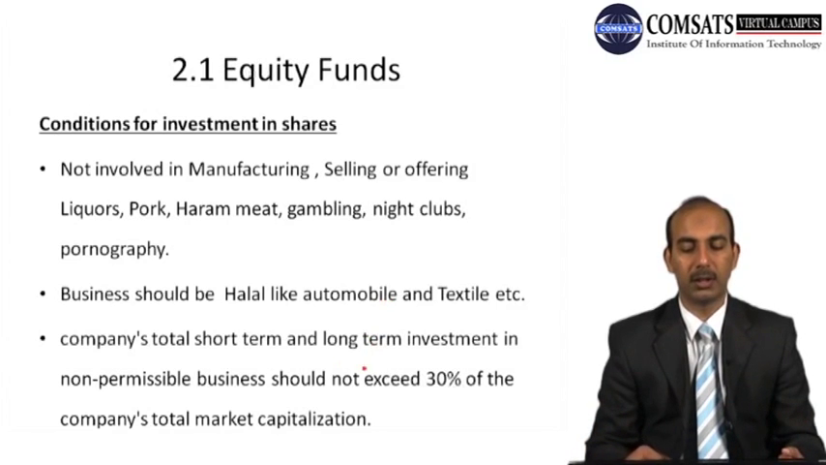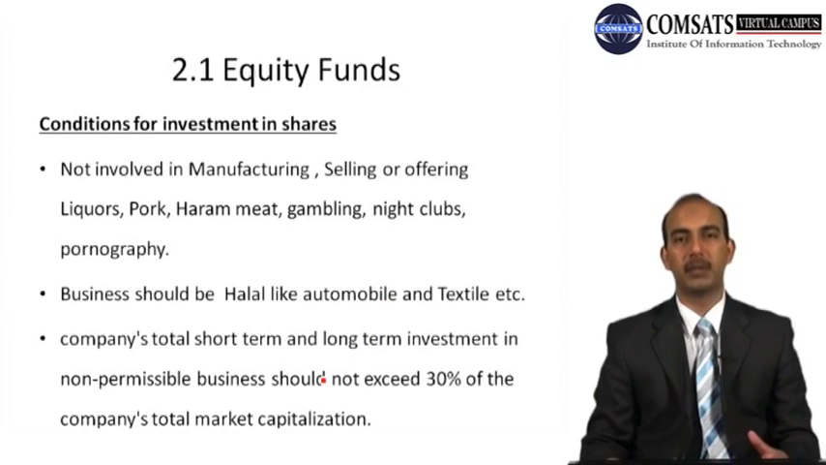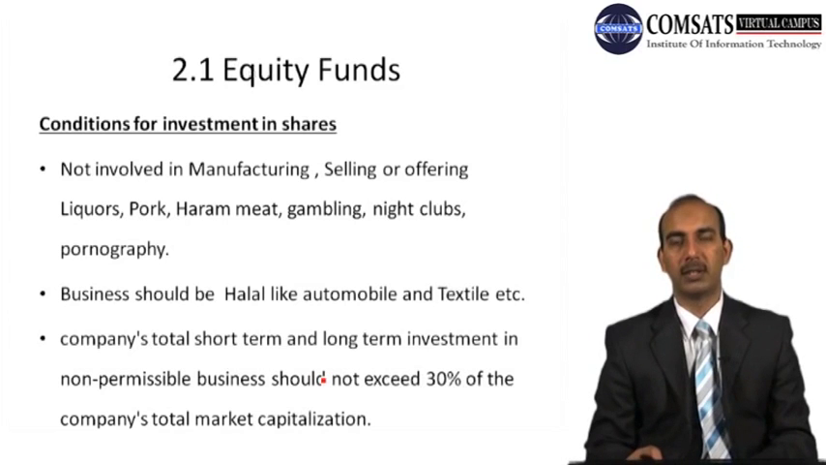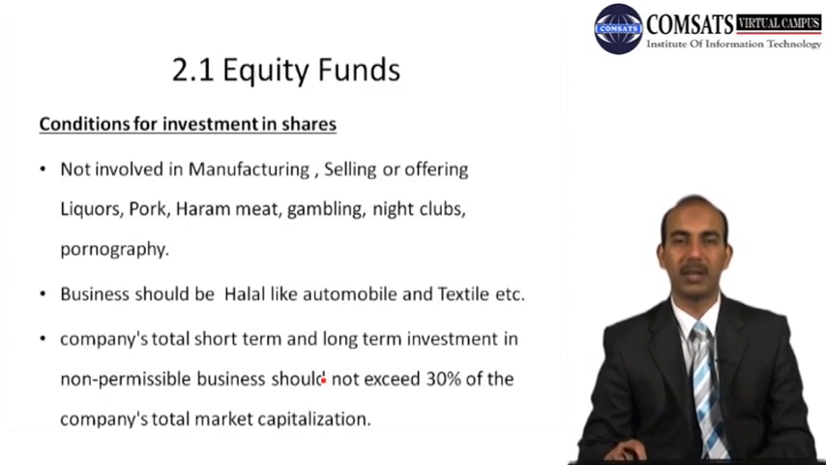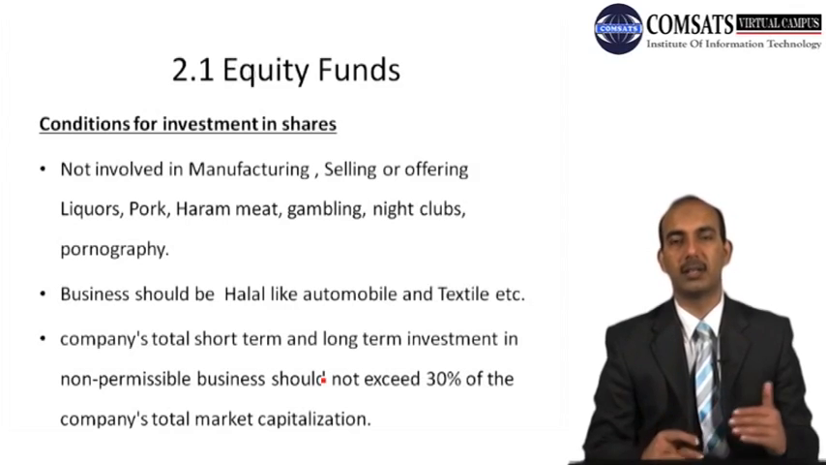And the company's total short and long-term investment in non-permissible business should not exceed 30% of the company's total market capitalization. For the companies where the investment fund managers want to invest in their stocks, those companies should not have their investment, short-term or long-term, in activities which are not allowed under the Islamic economic system. So their total investment, short-term and long-term, should not exceed 30% in those activities which are not Sharia compliant.